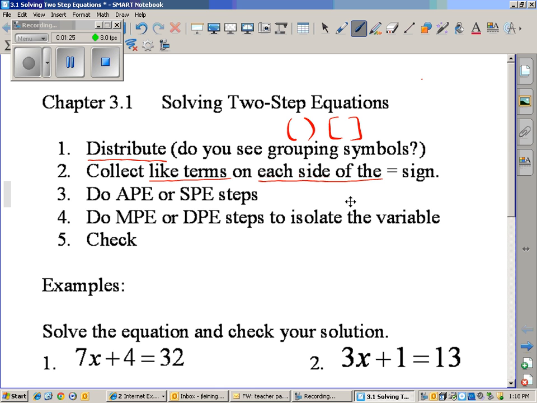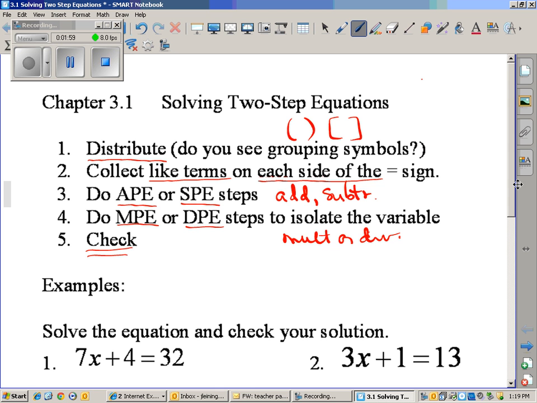Do we have like terms that we can add together before we actually begin to do our adding, subtracting, multiplying, and dividing? After we've taken care of collecting our like terms, we do the addition property of equality or the subtraction property of equality. That's adding and subtracting on both sides of the equal sign. And finally, the last thing we do before our check are any multiplication or division steps to get our variable alone. And then, of course, we check just like we did in chapter 2.